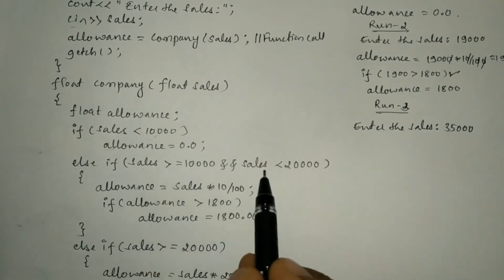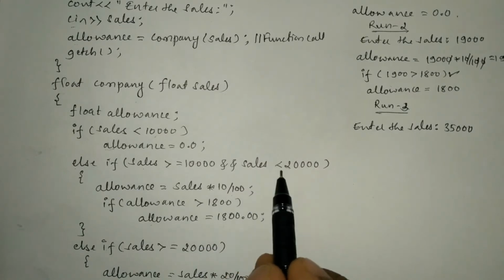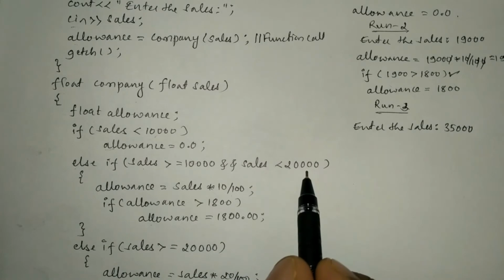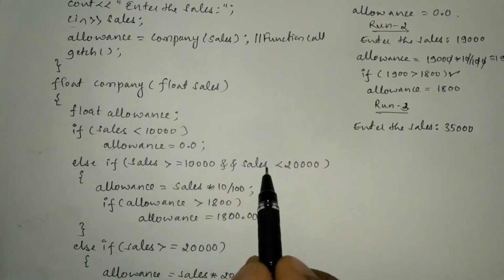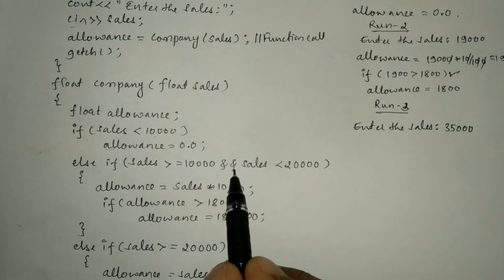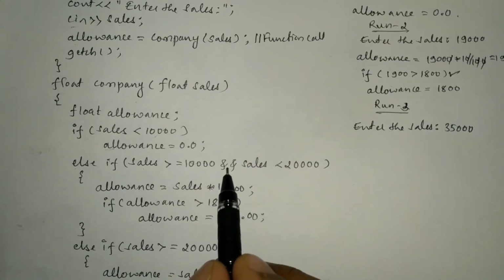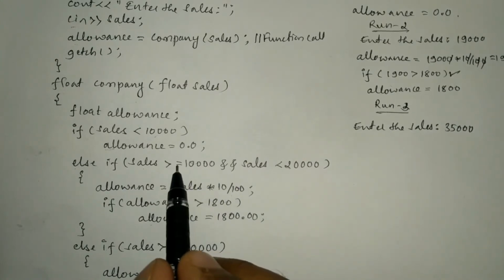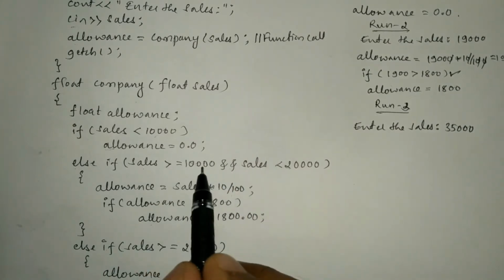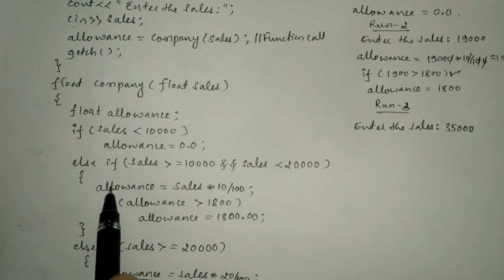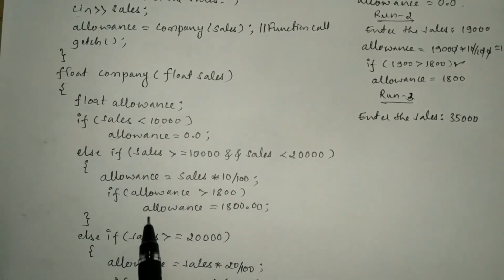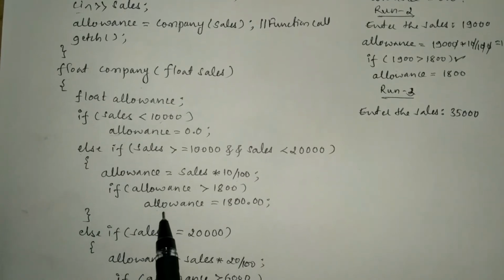Yes, it is true. And sales is less than 20,000. 35,000 is less than 20,000. No, this is true and this is false. True and false will become false. So AND operator always returns true if both the operands are true. Otherwise it is going to return false. If this is false, then the control will never enter into the body of this else if, and all of these statements will not get executed.